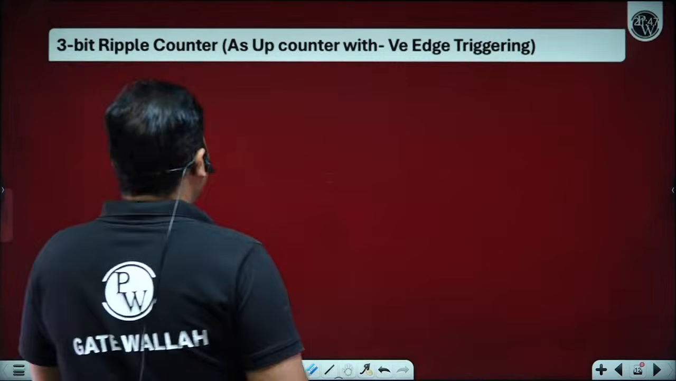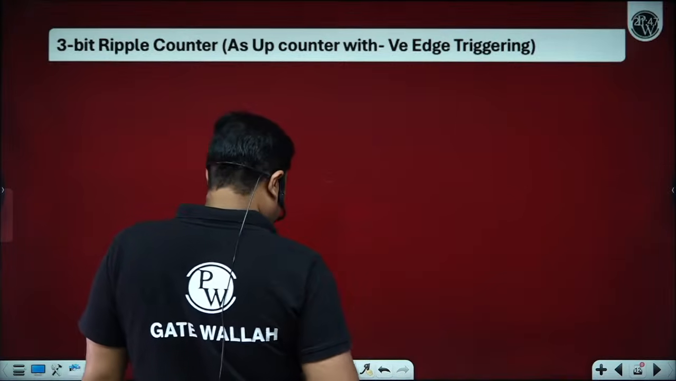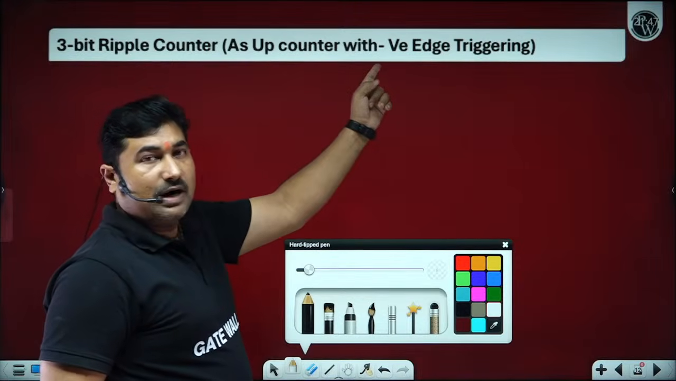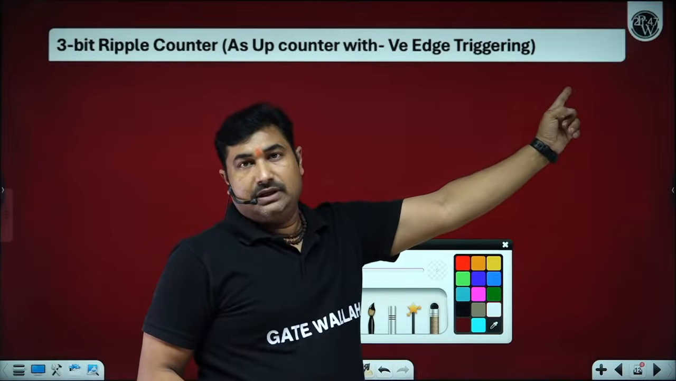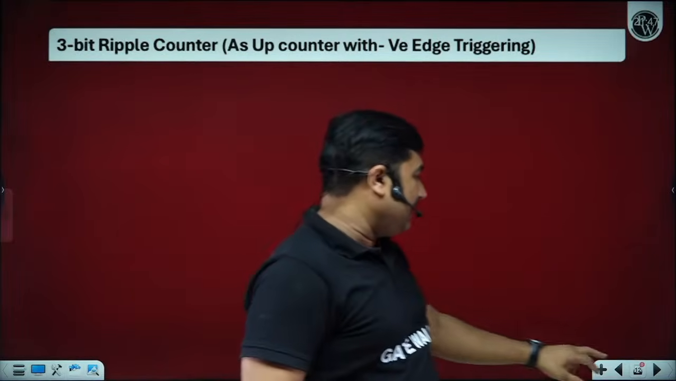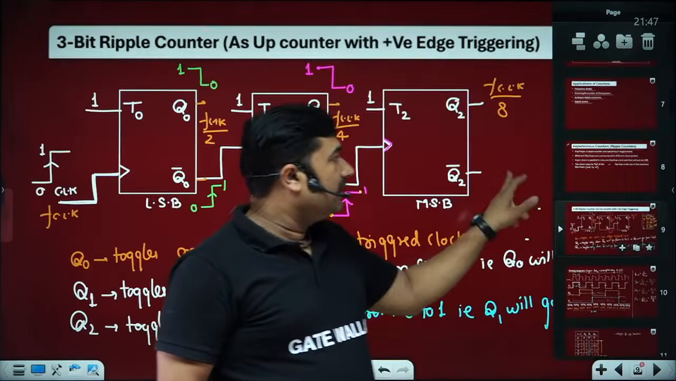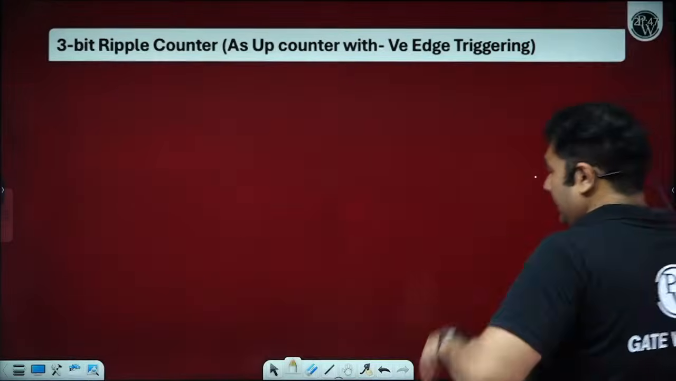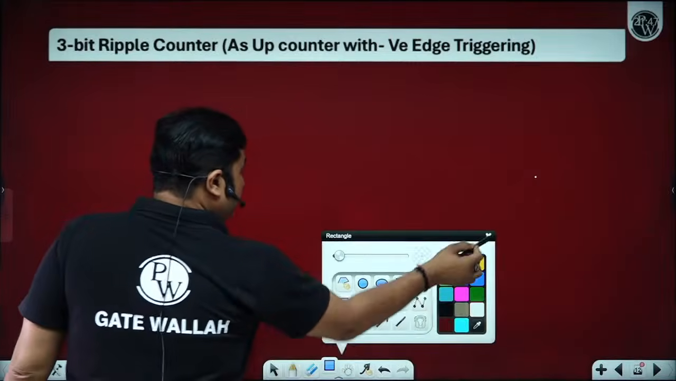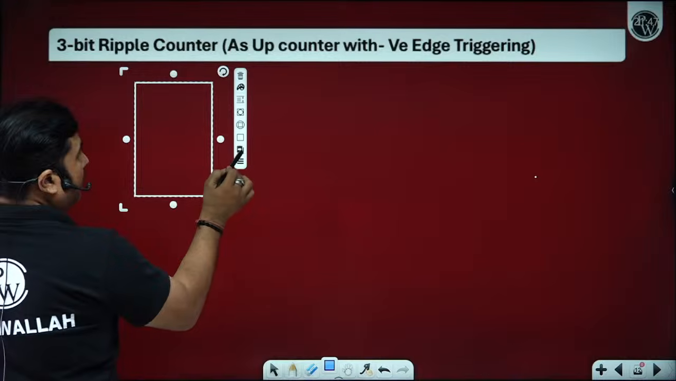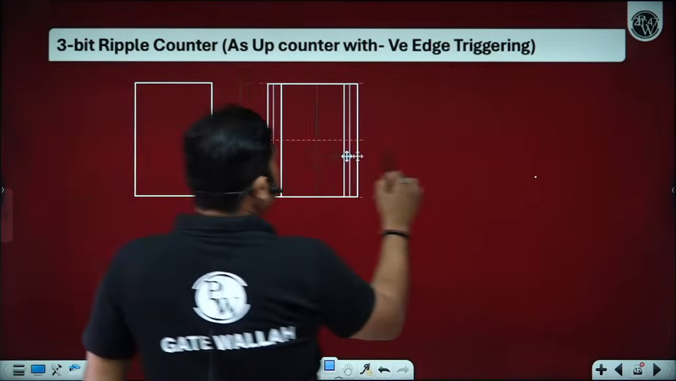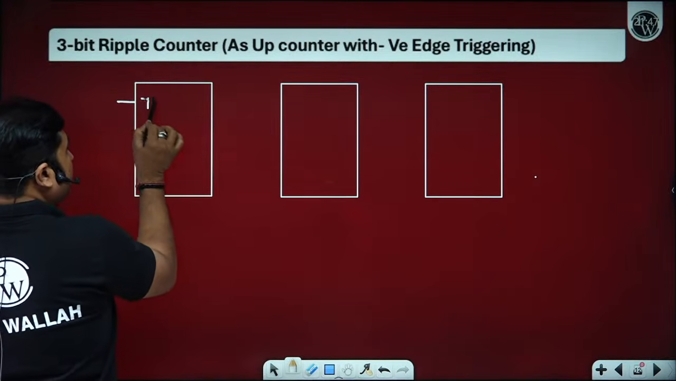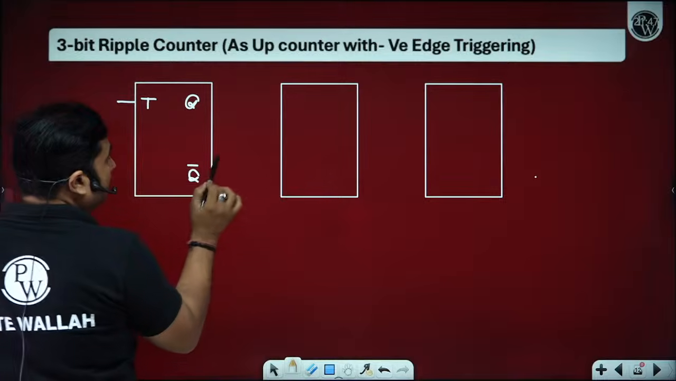Now, a 3-bit ripple counter as an up counter with negative edge triggered clock. Previously we discussed positive edge triggered, and now I am going to discuss the negative edge triggered. So a ripple counter you can design either by using a T flip-flop or by a JK flip-flop. If you are going to design with a T flip-flop, then T equals 1. If you are going to design with a JK flip-flop, then J and K both equal 1.